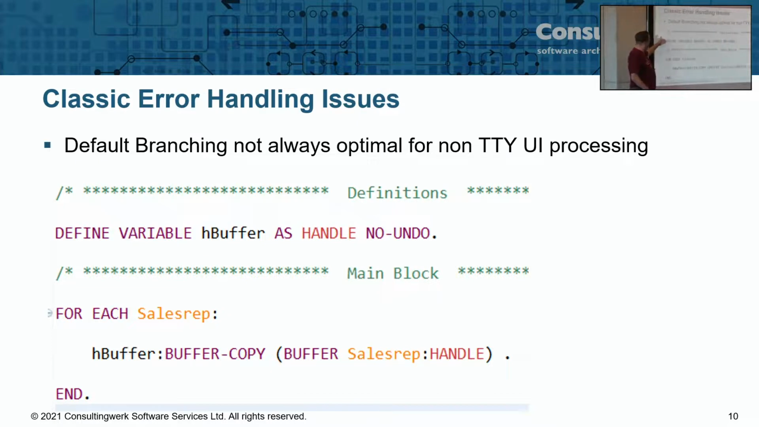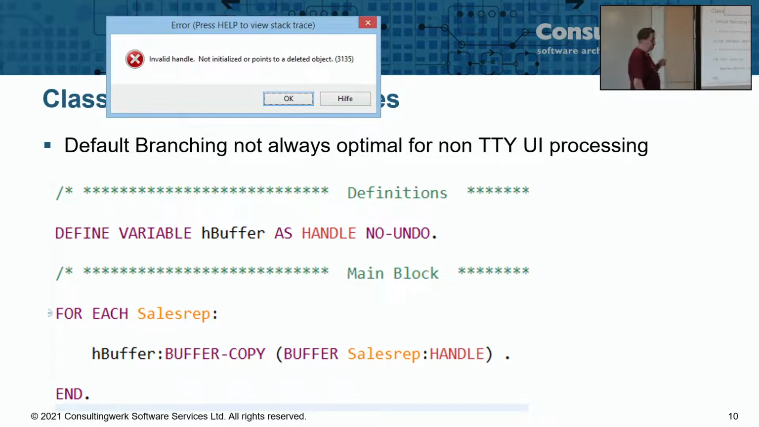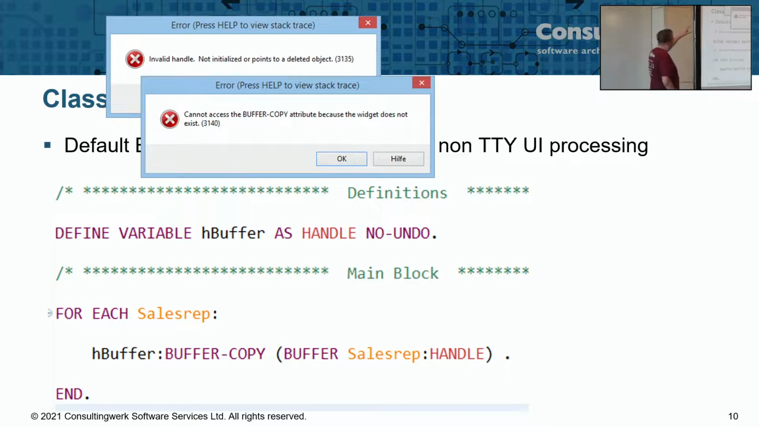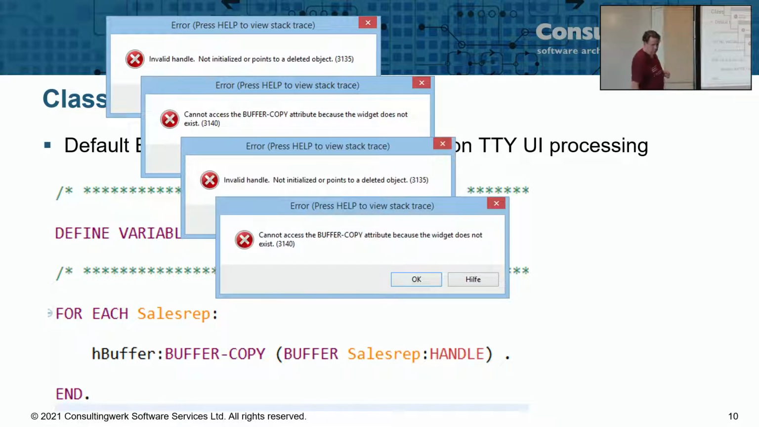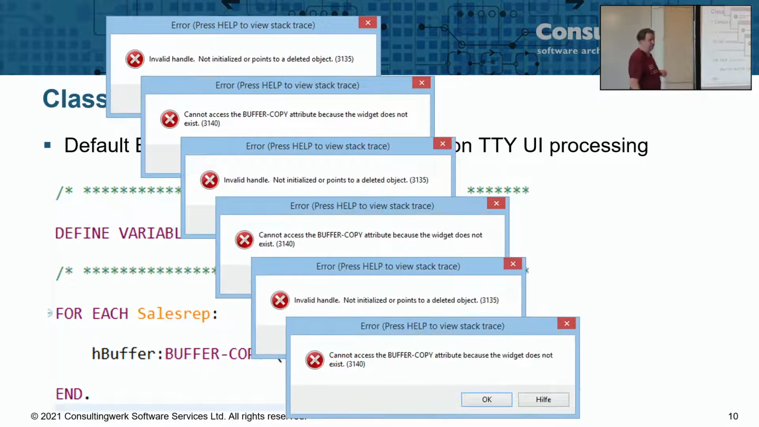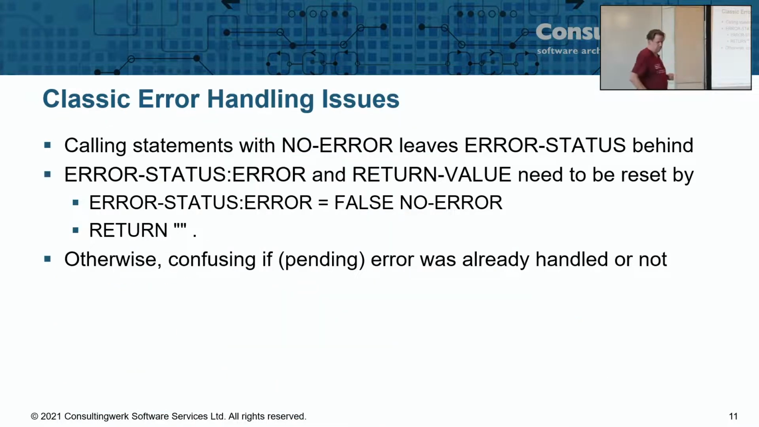So I have a handle variable defined here, and I try to do a buffer copy of that handle within a for each loop. So that's one of these things where when you execute that, you first see this message, and then this message. These two messages, different text, mean there's one error with two messages. So now the behavior of this block is retry, or next, whatever. And we get these infinite blocks of error messages. And I don't think they're helpful for anybody. So that is one of the issues with the classic error handling.